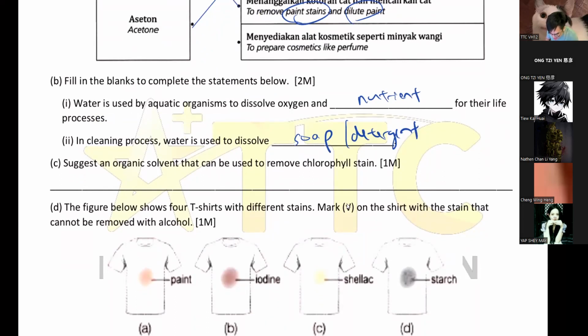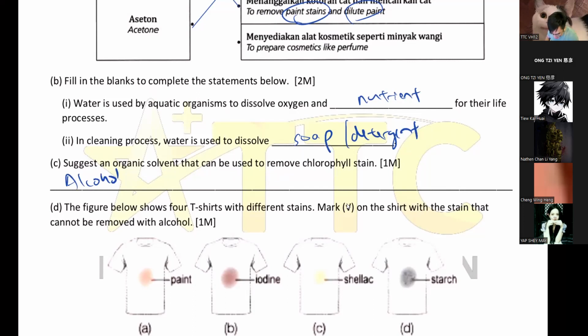So C, suggest an organic solvent that can be used to remove chlorophyll stain. Okay, what can you use to remove? Let's say you got chlorophyll on your shirt. You learn this in Form 1 actually. How do you remove chlorophyll from a piece of leaf? Your school uses BM. Then you don't care, you just write BI. They will mark one. You die, write BI and see. Yes, the starch one. How do you remove chlorophyll? You use something called alcohol. You remember you soak your leaf in alcohol, then the chlorophyll will be gone.